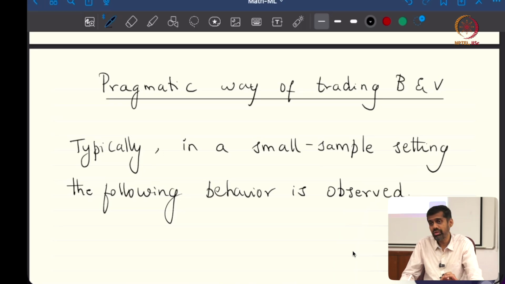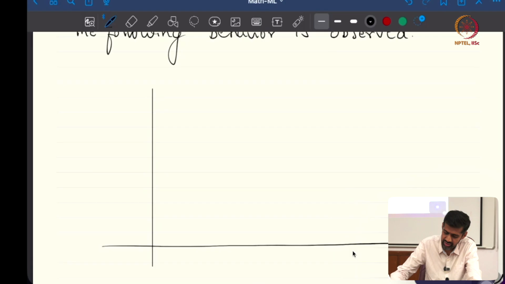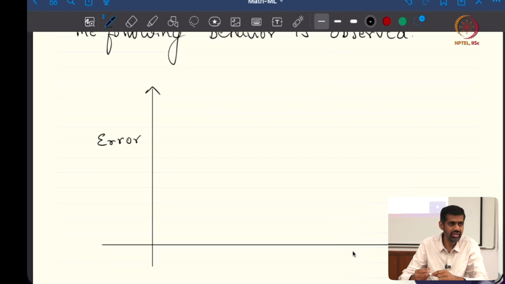See, whatever I am saying right now is only empirical. There is no theory to it. Theory only says that the risk decomposes into these two terms. Typically in practice, whenever you are looking at small sample cases, this particular behavior is seen. Suppose you plot some performance metric along y-axis. It's plot error, generally 1 minus performance is what is plotted, 1 minus accuracy. Along x-axis you take model complexity.